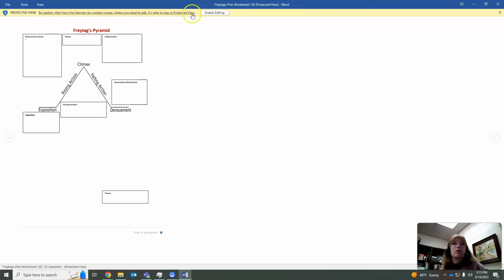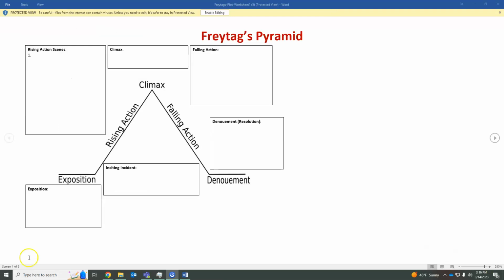There's not any hard and fast rule about this. You can, I don't know what this little screen thing is. But anyway, let's look here. You can take a look at Freytag's pyramid if you want to, and that can help guide you.